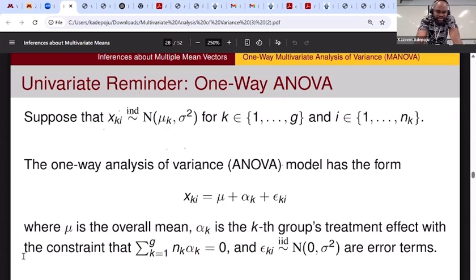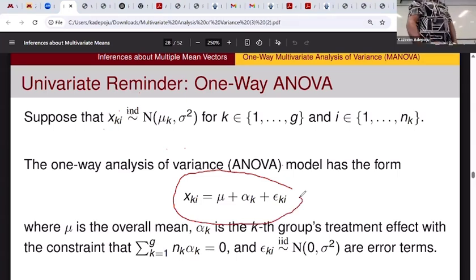What I'm trying to tell you is that we're going to have a model. That is the one-way analysis of variance model, where X is going to be the response, mu is the overall mean, and alpha is the treatment effect.